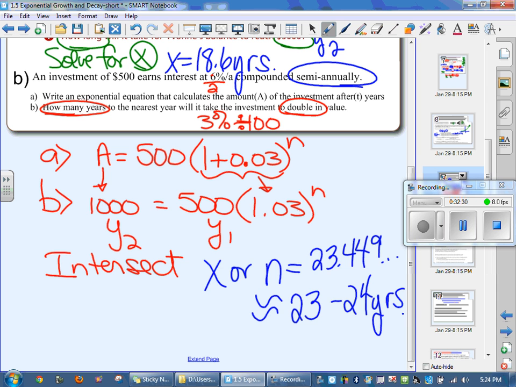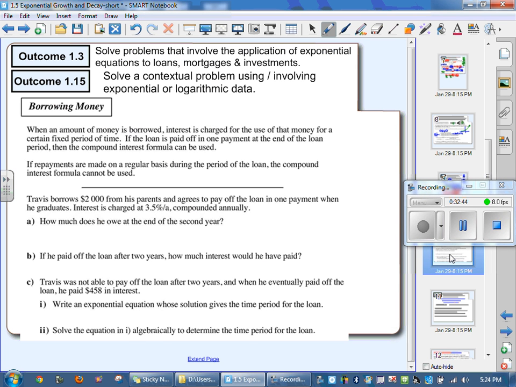Okay, let's look at the question on the bottom for borrowing money. When we borrow money, interest is charged for the use of your money that you're borrowing during a fixed period of time. Now, if you pay your loan off in one payment at the end of the loan, you can use this compound interest formula. But if you're making regular payments all the time, you're not going to use this formula. The questions we only deal with are when we pay it off at the very end.